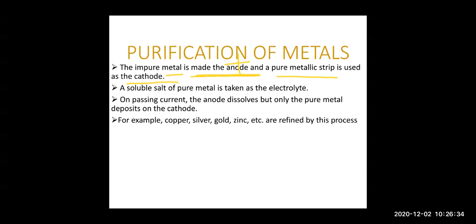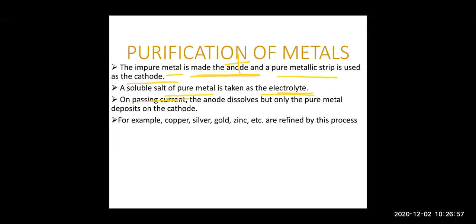So on the cathode we will put the strip that is made up of pure metal, and we will extract the pure metal from the impure one, and the impurities will settle down, right children? And we are going to take the electrolyte, we have to take a solution in the container, right? That solution will be of pure metal. Now let's see what will happen when the current is passed.